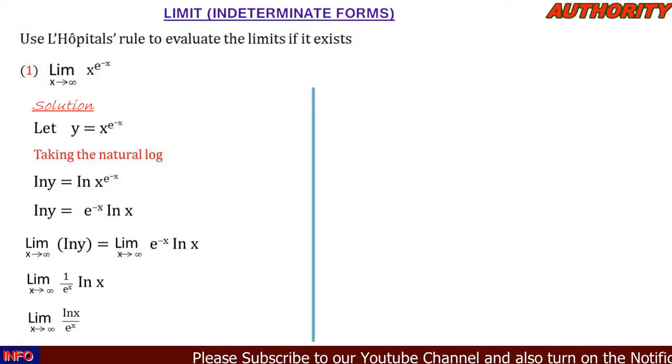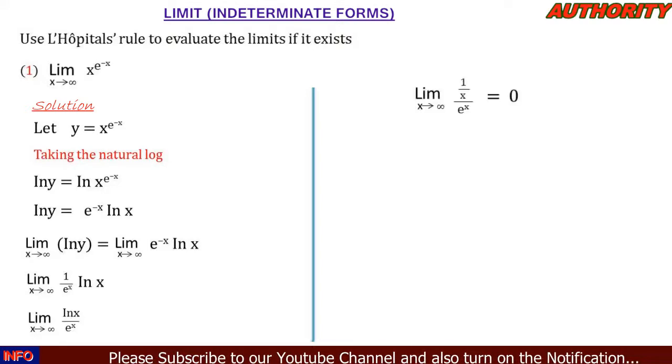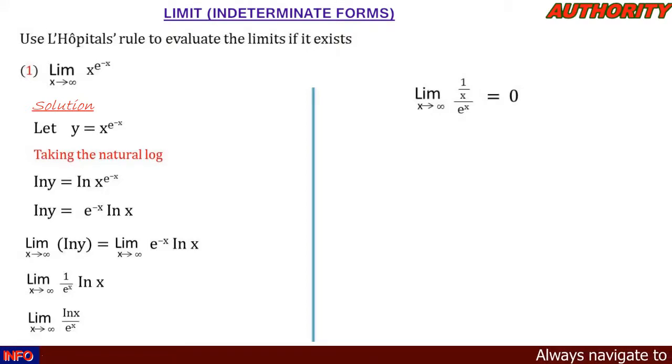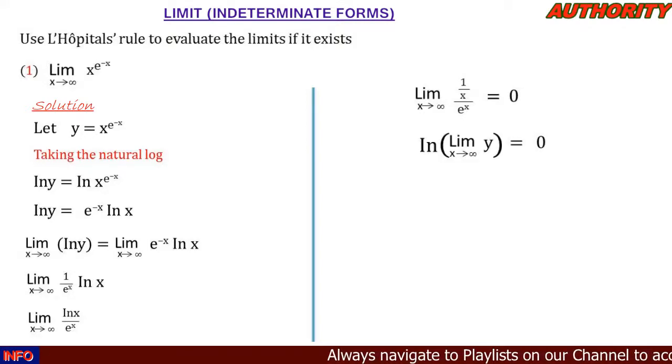Now let's differentiate. When we differentiate, we have (1/x) over e^x. So here we have the limit as x approaches infinity of (1/x) over e^x. When we plug in, as x approaches infinity this is equal to 0. So we evaluate the right hand side, and the right hand side gives us 0. The left hand side is the limit as x approaches infinity of ln y, equal to 0.